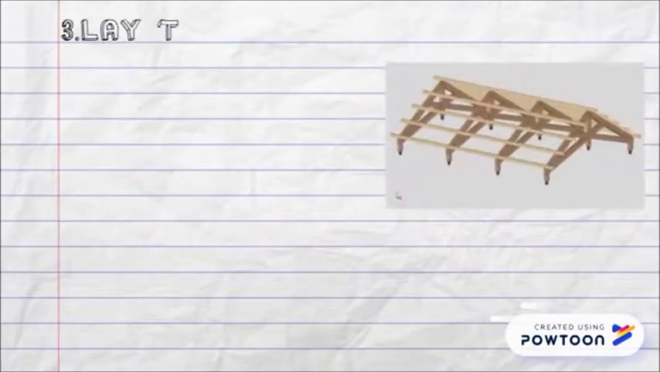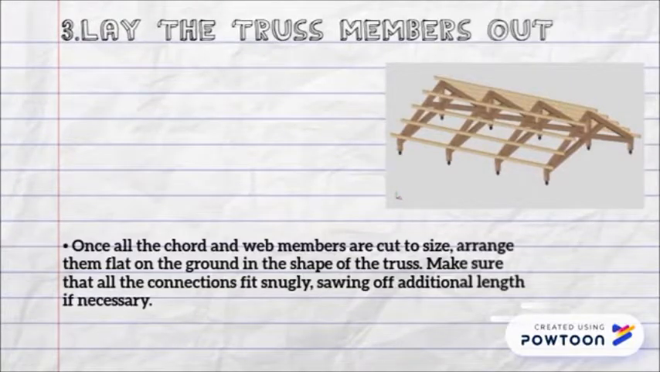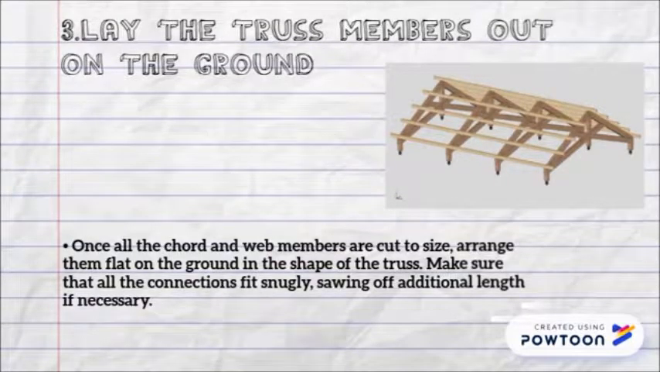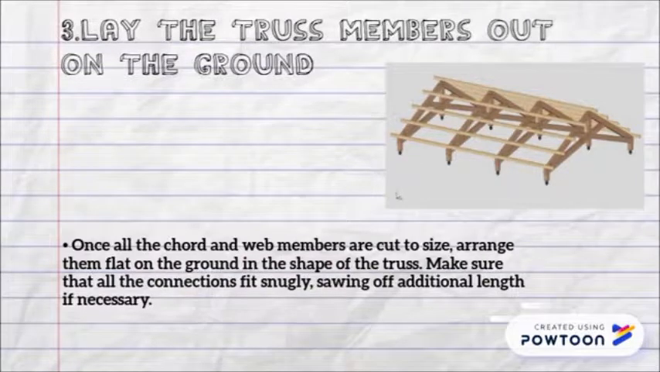Number 3. Lay the truss member out on the ground. Once all the chord and web member are cut to size, arrange them flat on the ground in the shape of the truss. Make sure that all the connections fit snugly, sawing off additional length if necessary.